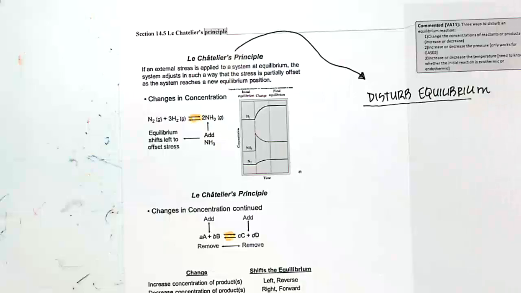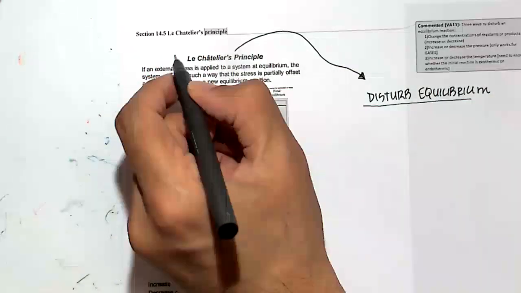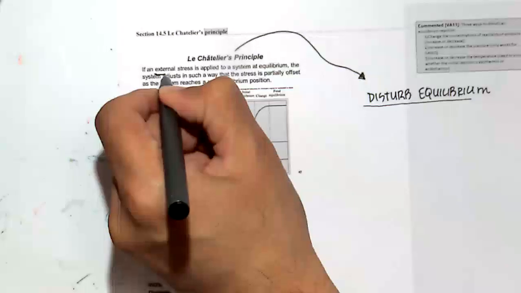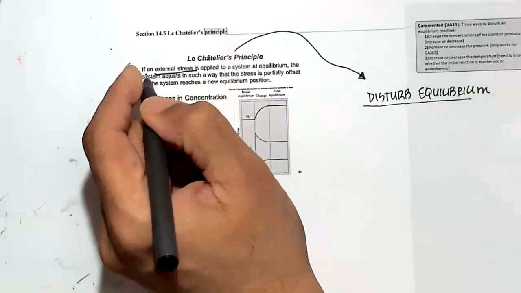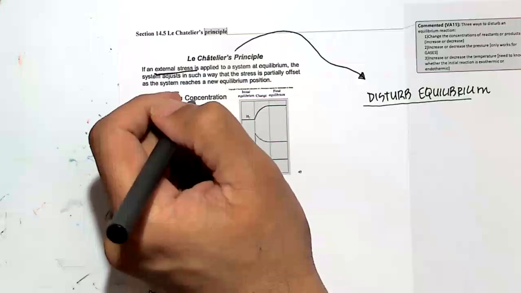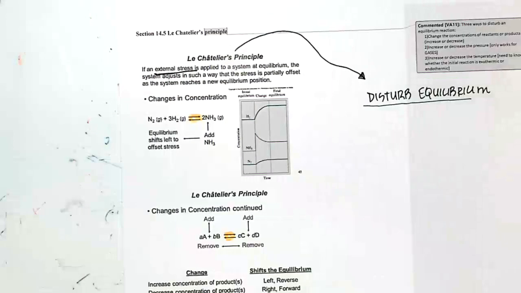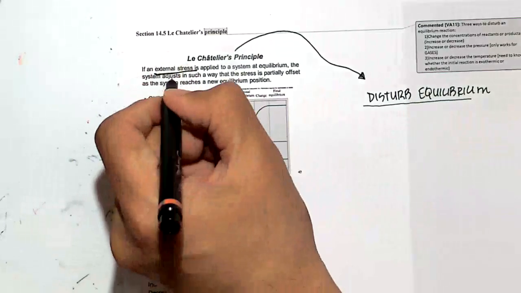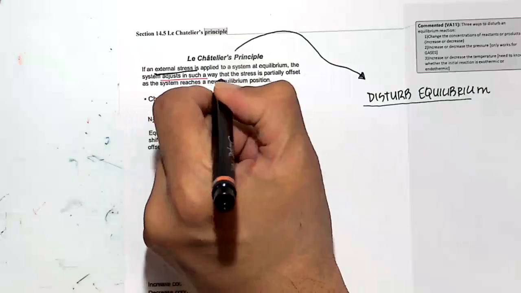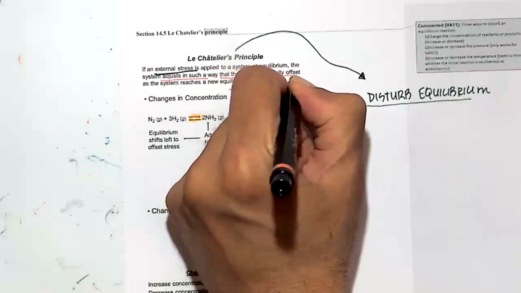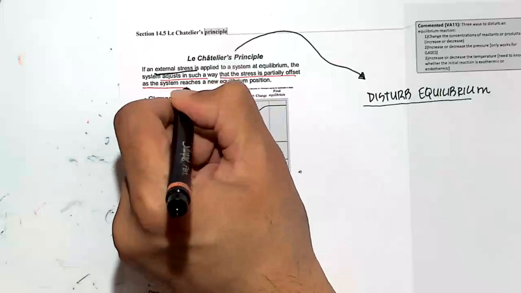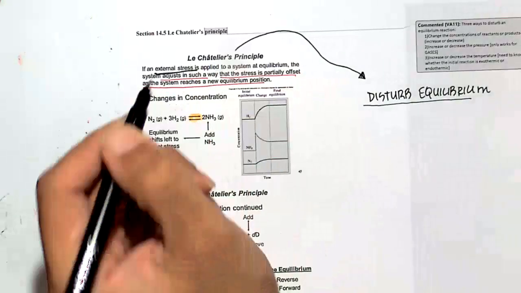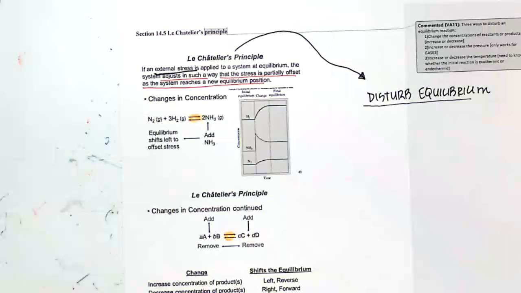So, three ways to disturb an equilibrium. The way we disturb it is we add an external stress. We disturb the equilibrium, so what will it do? The equilibrium adjusts itself. If I push you, you push back, in such a way that the stress is partially offset as the system reaches a new equilibrium position.